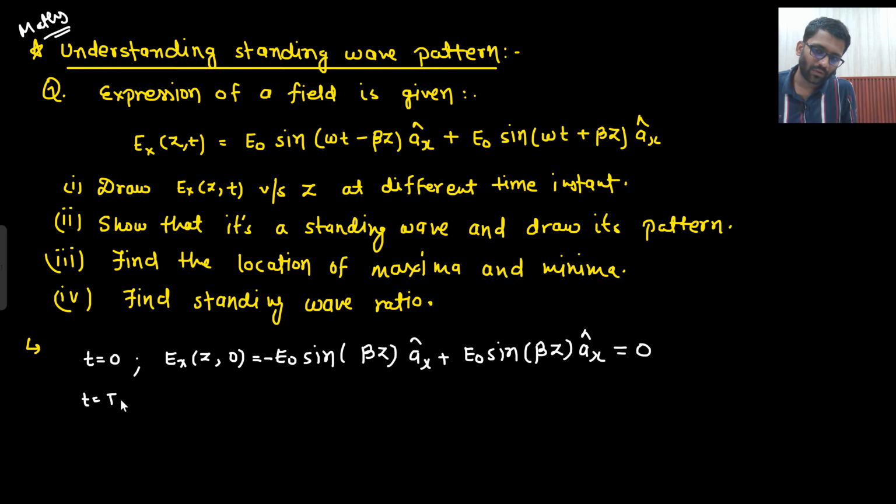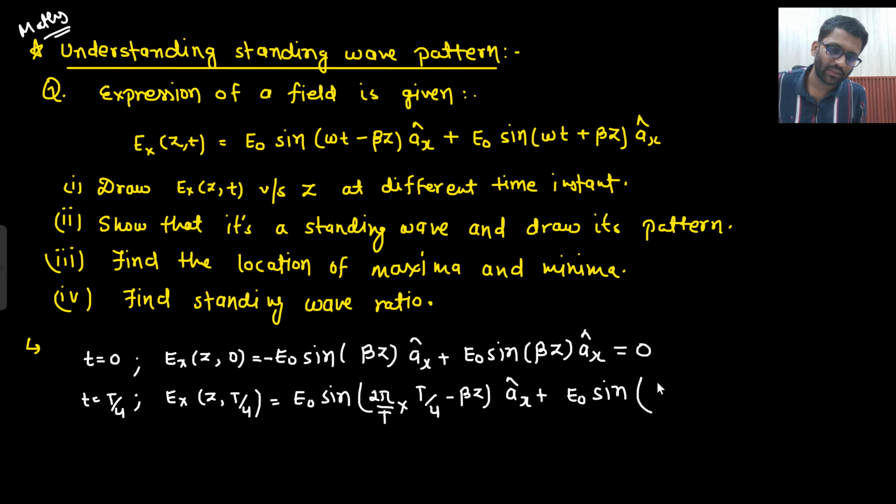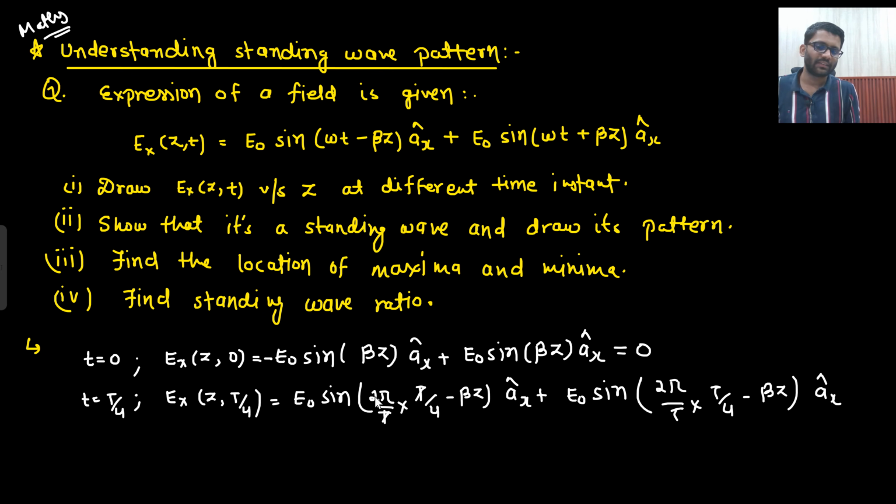If I put t equals T by 4, what do I get? E_x(z, T by 4). So E naught sin(omega t minus beta z), what is omega? 2 pi by T. So 2 pi by T into T by 4 minus beta z a_x cap plus E naught sin, same thing here, 2 pi by T into T by 4 minus beta z a_x cap. You can solve this on your own. T and T get cancelled. 2 pi by 4 would be pi by 2. So this would become pi by 2, this would become pi by 2, same goes here.